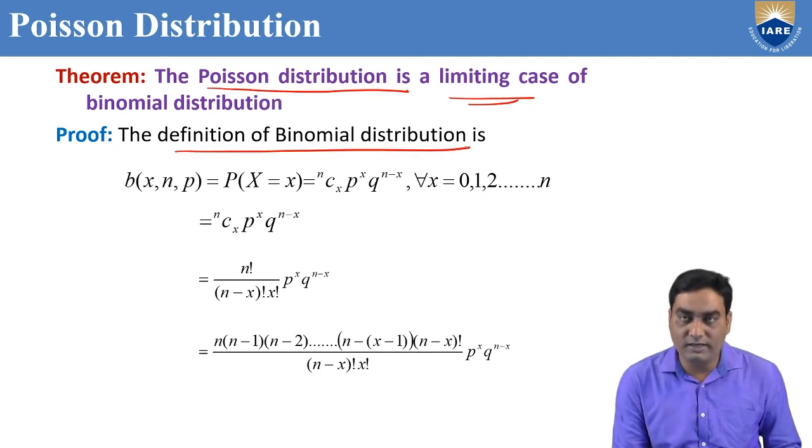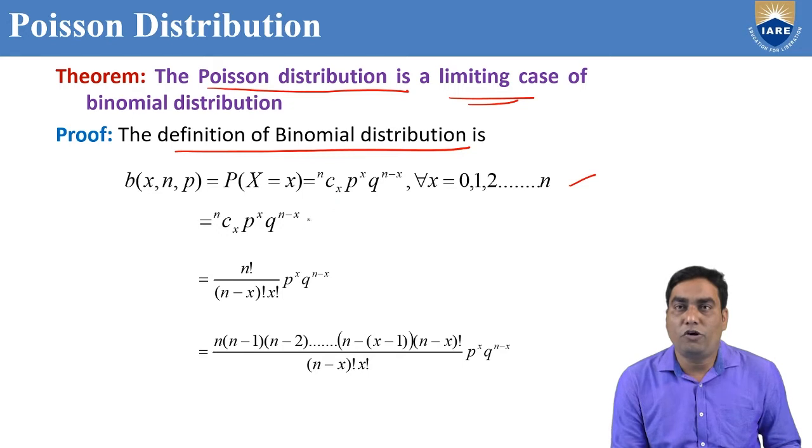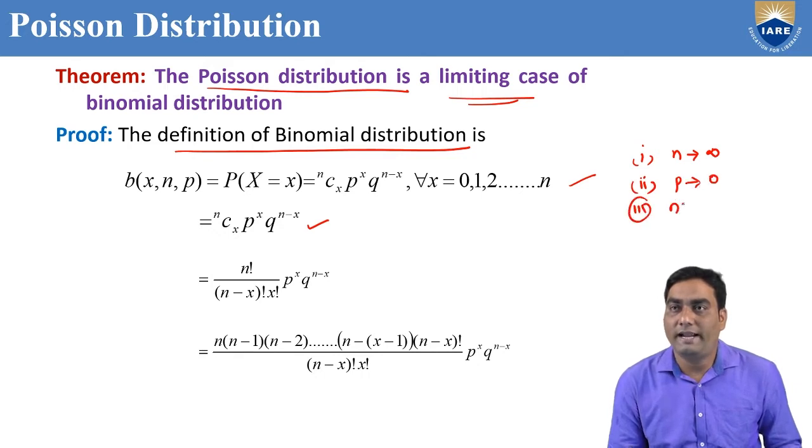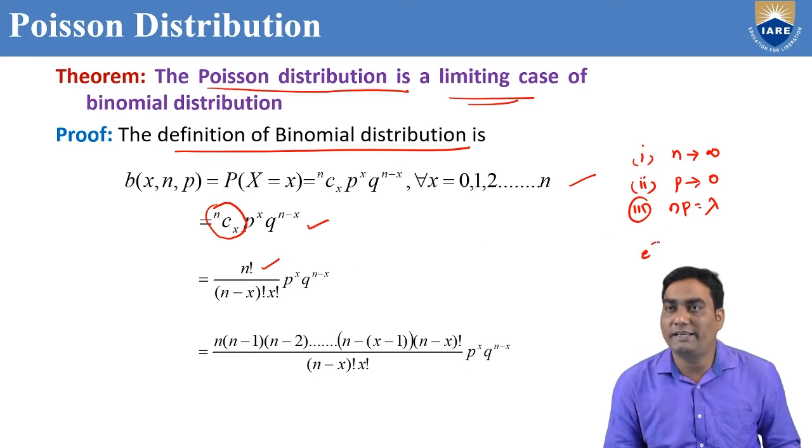The definition of the binomial distribution, we know that. The formula is nCx p^x q^(n-x). We are going to apply three conditions on the binomial distribution. What are the three conditions? n tends to infinity, p tends to 0, and np equals lambda. First, replace the nCx formula: nCx equals n factorial by (n-x) factorial into x factorial, times p^x q^(n-x). Actually, what we need to get is e^(-lambda) lambda^x by x factorial, from nCx p^x q^(n-x).